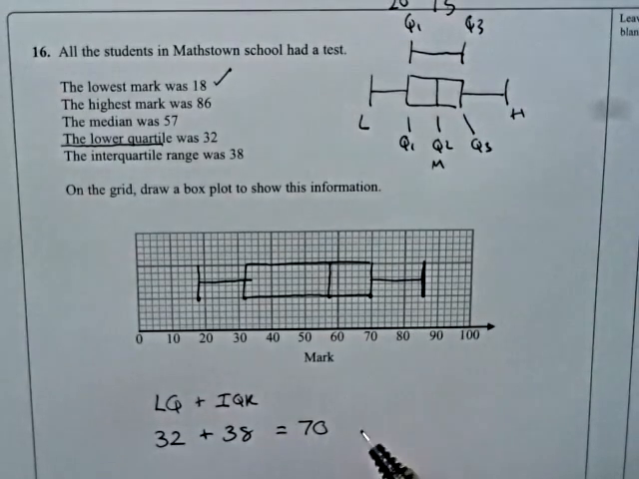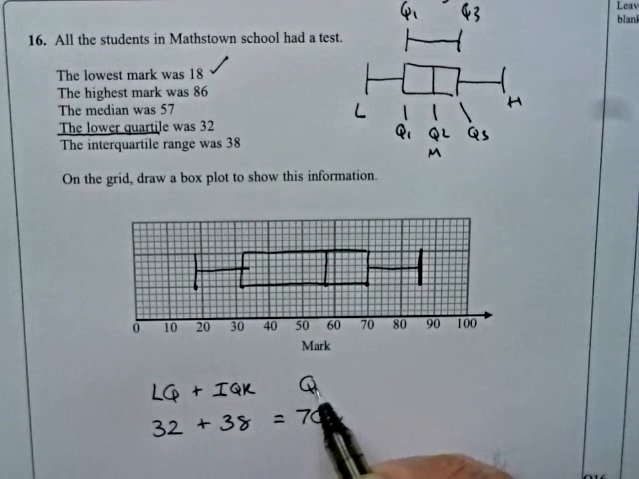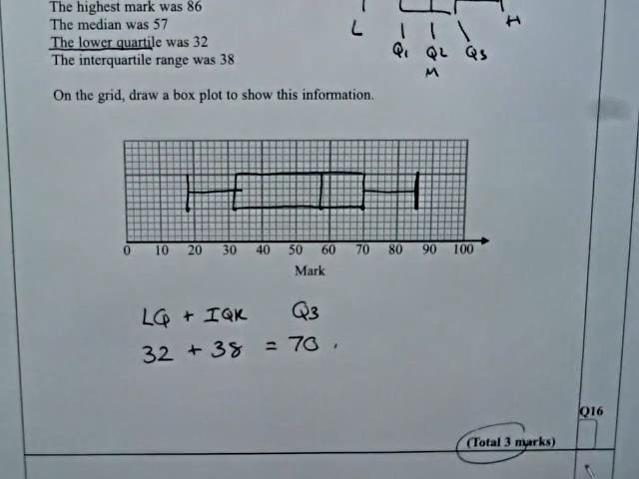That was fiddly, but if you've watched this video, you'll know how to cope with it if it happens again. Incidentally, if we were given the upper quartile, which we worked out, quartile 3, and the interquartile range, 70 take away 38 would have given us the lower quartile. So altogether, 3 marks for that piece of work.